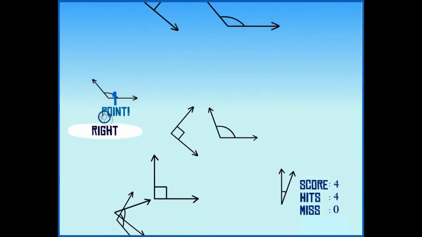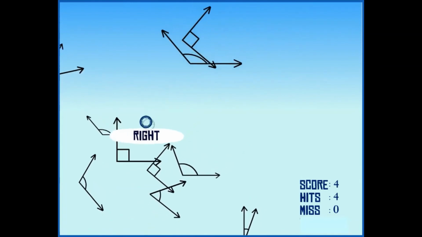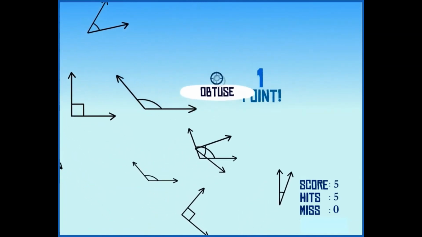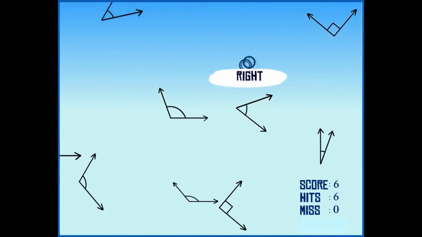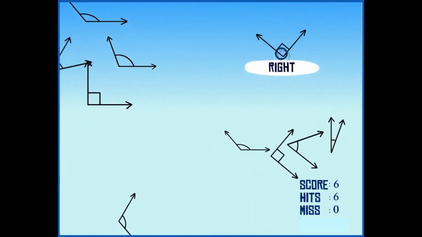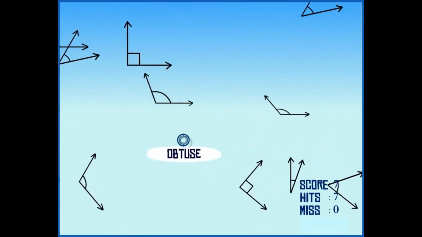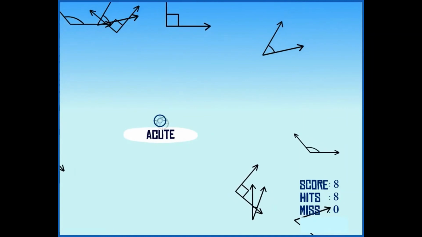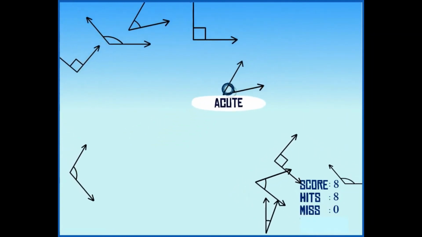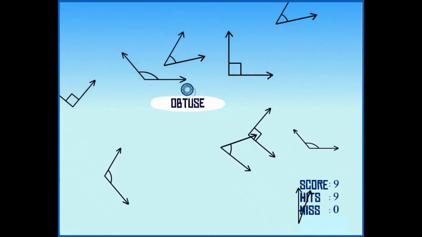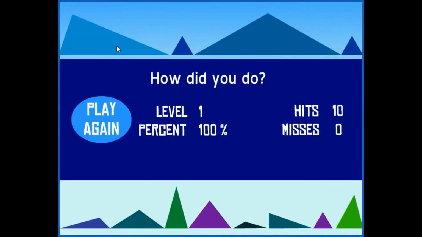Oh, goodness. Right angle. Here it comes. Obtuse, right angle. Come back. Obtuse, there's a big one. Acute, oh look, here it comes. And obtuse, there we go. Oh, don't run away from me.